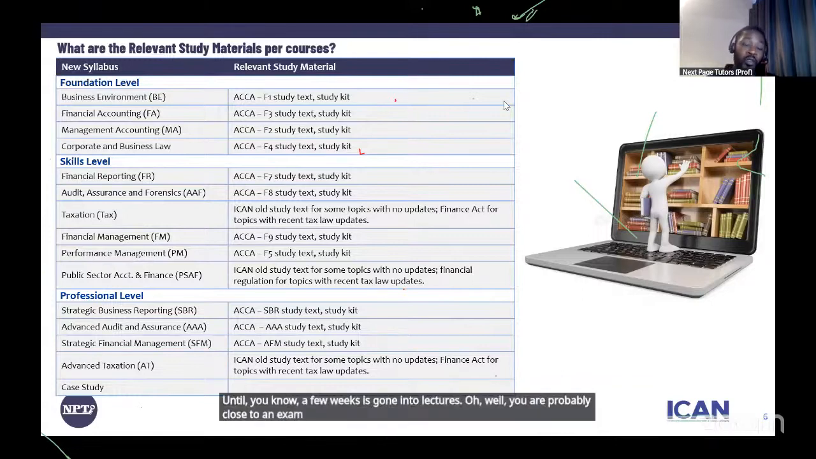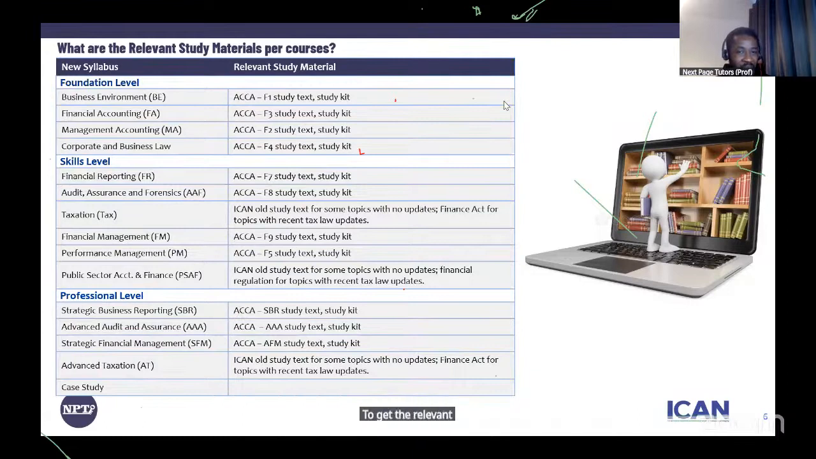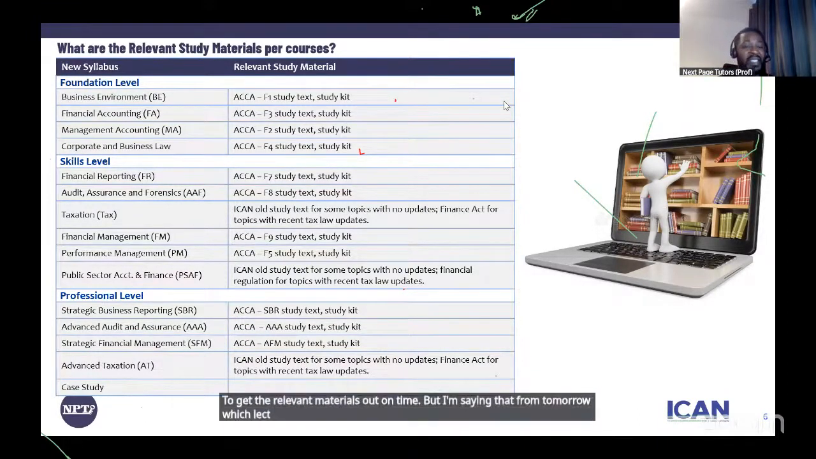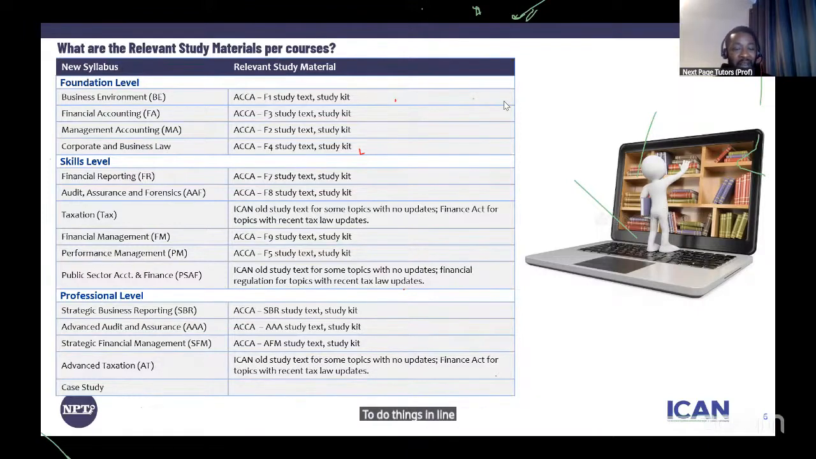Although we are also following up to ensure we put them on their toes in terms of the syllabus review committee to get the relevant materials out on time. But I'm saying that from tomorrow, when lecture is commencing, we are fully set to do things in line with the new syllabus, and that's it.